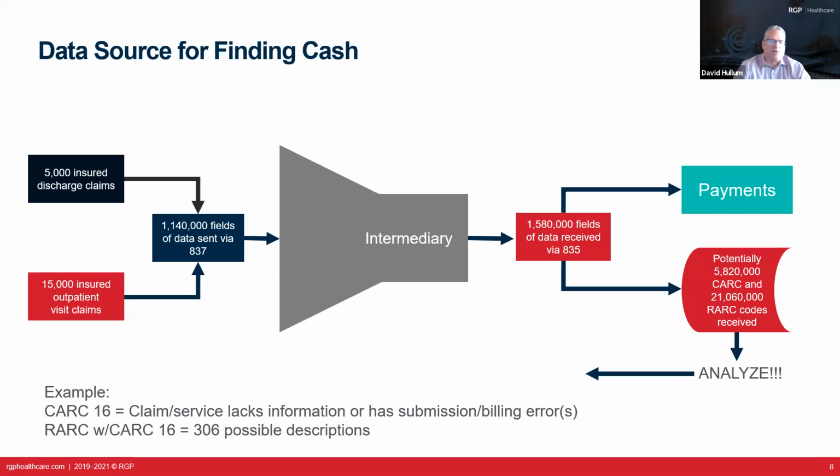And in this example, if we see something for CARC 16, which means the claim service lacks information or has submission billing errors, there's an additional 306 possible descriptions that fit with CARC 16, okay? Next slide, please, sir.